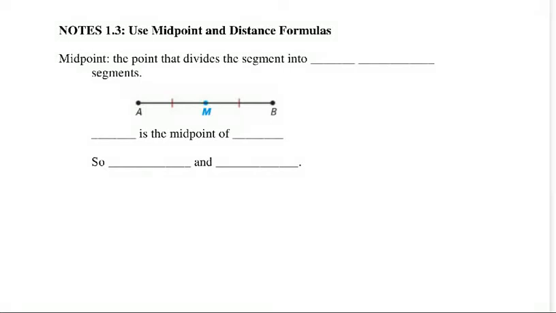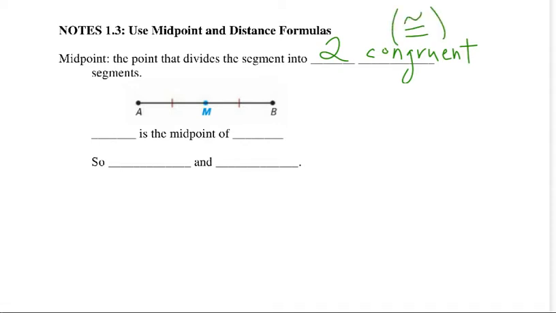In this video, we're going to talk about midpoint and distance formulas, as well as fill out two more of our cards. And the first word is midpoint. So a point that divides the segment into two congruent segments. So a symbol for congruence is an equal sign with a little tilde above it.